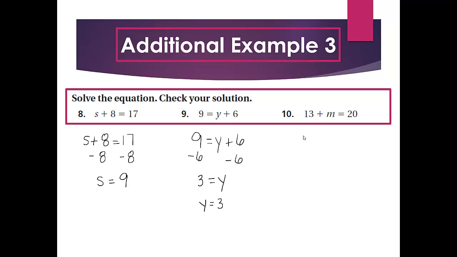And now for number 10, we have 13 plus m equals 20. I need to subtract 13 from each side. And on the left-hand side, I'm going to get m. And 20 minus 13 is 7. So m equals 7. If I substitute this back in for m, 13 plus 7 does equal 20.